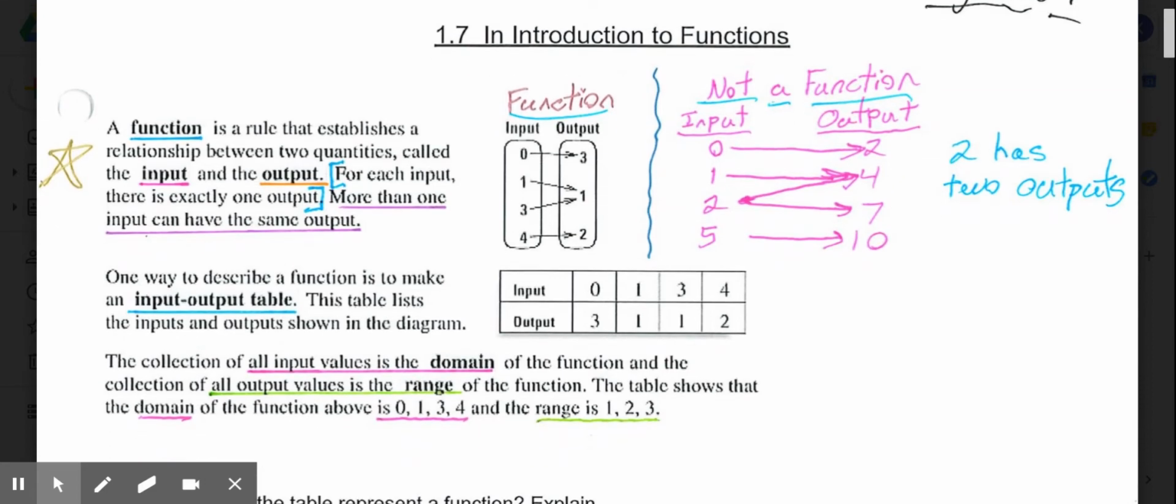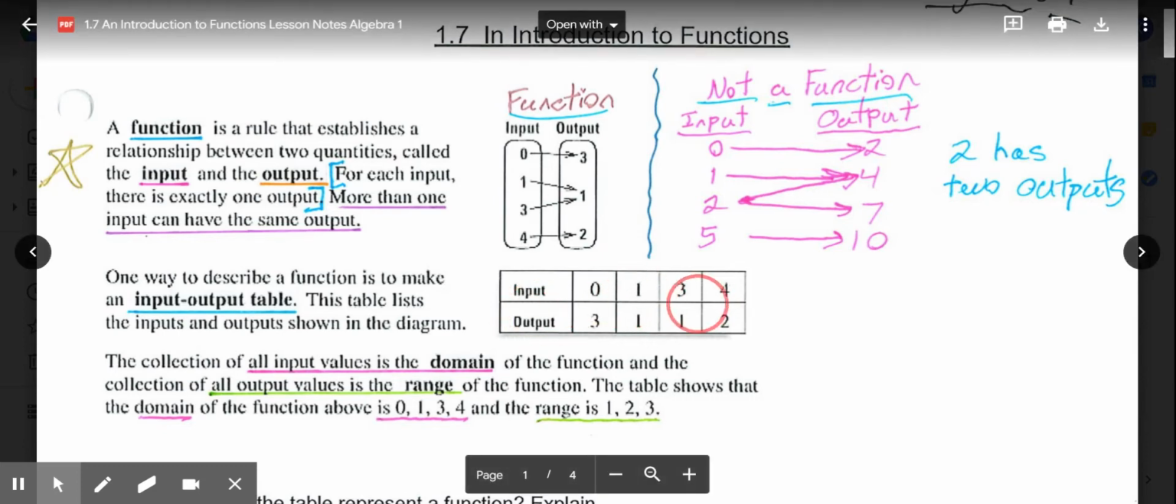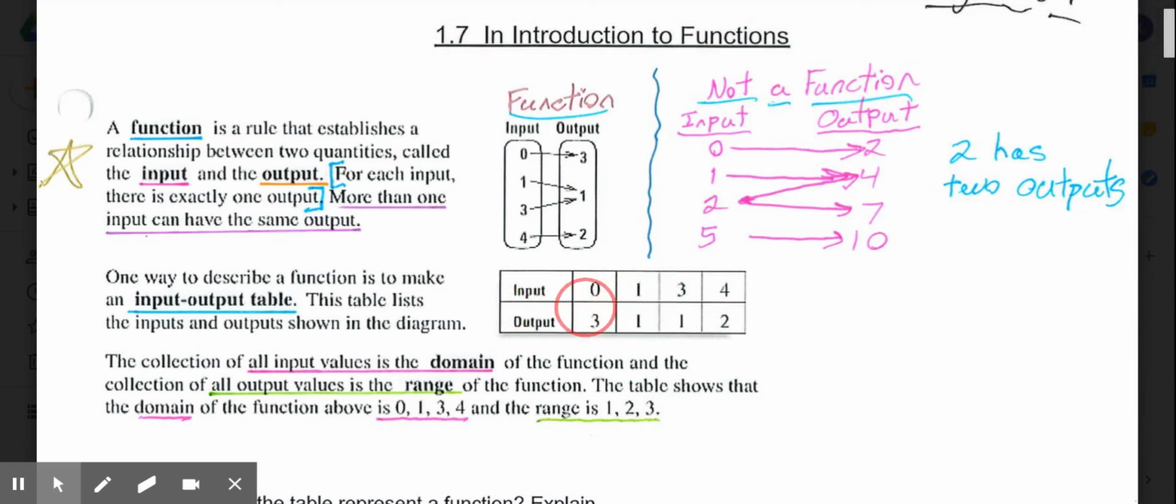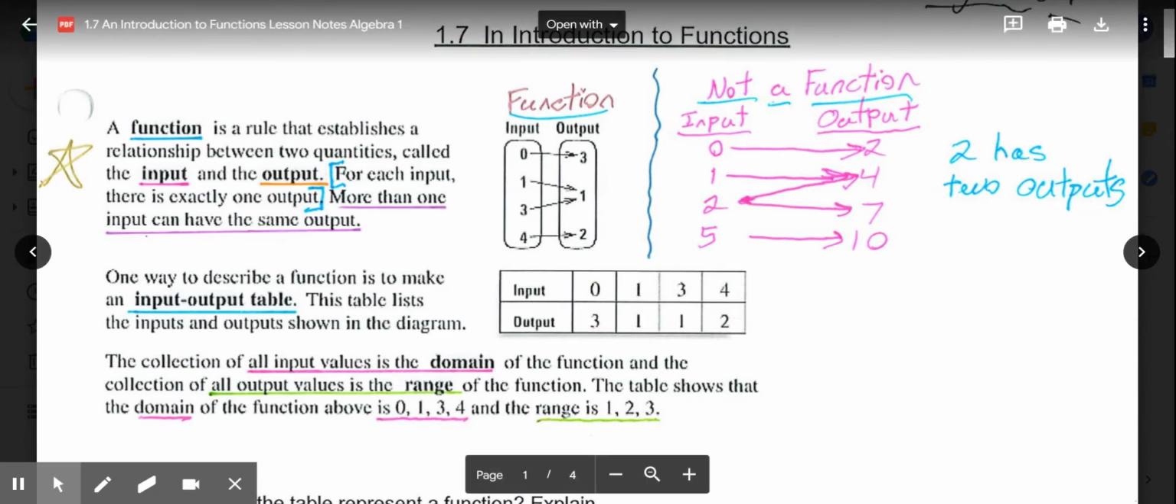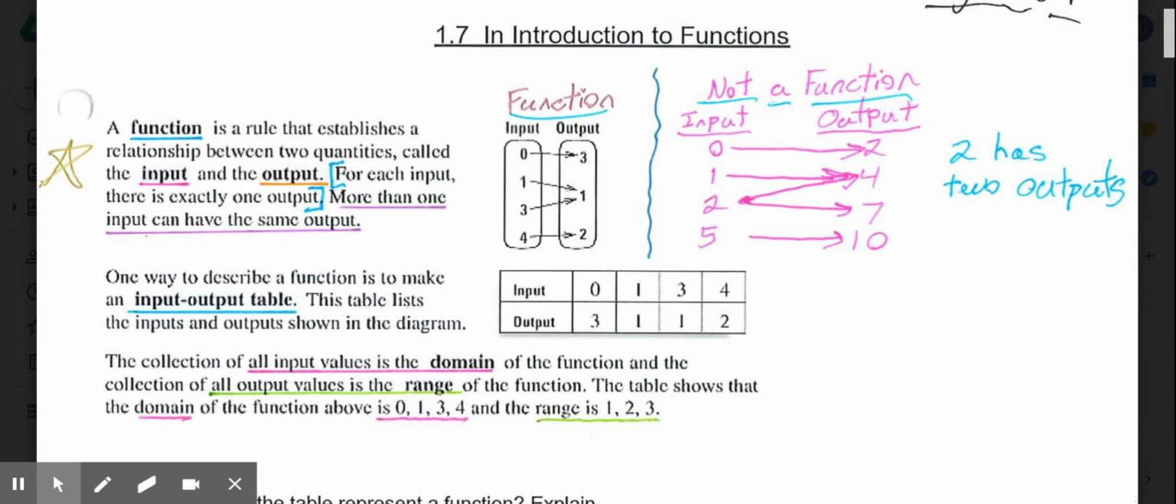And then the other way that we can look at an input-output table would be horizontally. So this one here is also a function. And we have the inputs of 0, 1, 3, and 4, and the outputs of 3, 1, 1, and 2. So it's the exact same input-outputs as this table, just written two different ways. You can do a vertical input-output, or you can do a horizontal input-output.